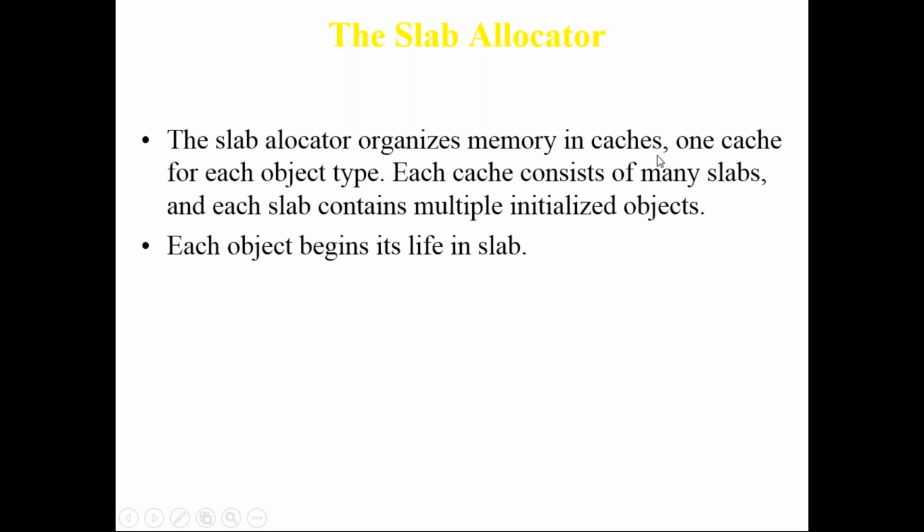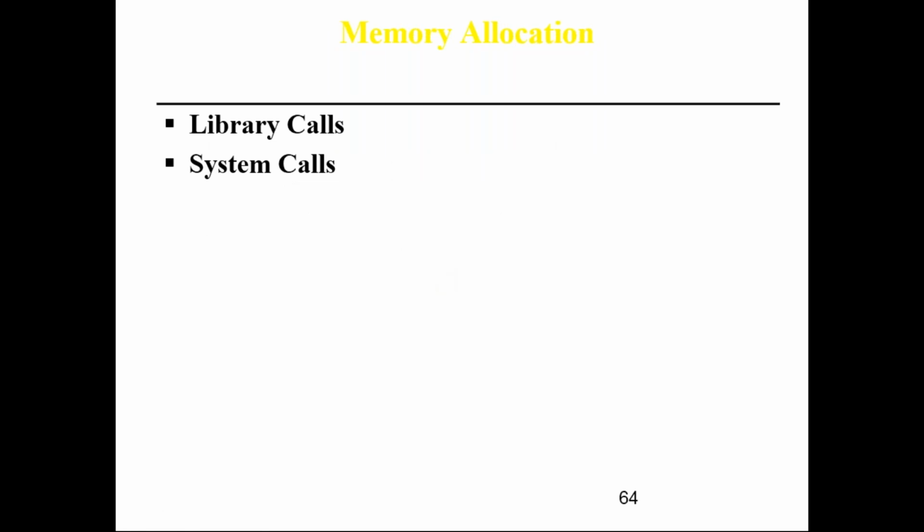The slab allocator organizes memory in caches, one cache for each object type. Each cache consists of many slabs, and each slab contains multiple initialized objects. Basically, it deals with the initialization process, termination, and ingoing and outgoing information. That is why this information is maintained in smaller chunks.